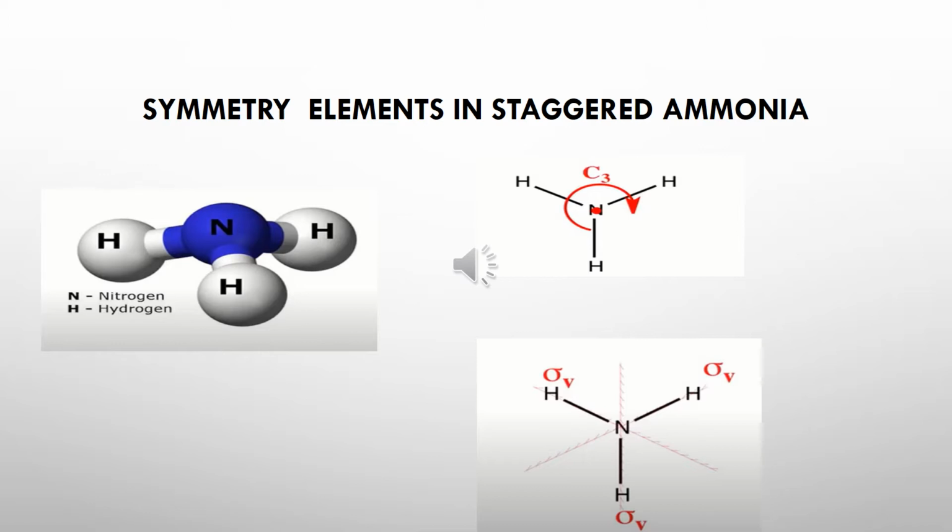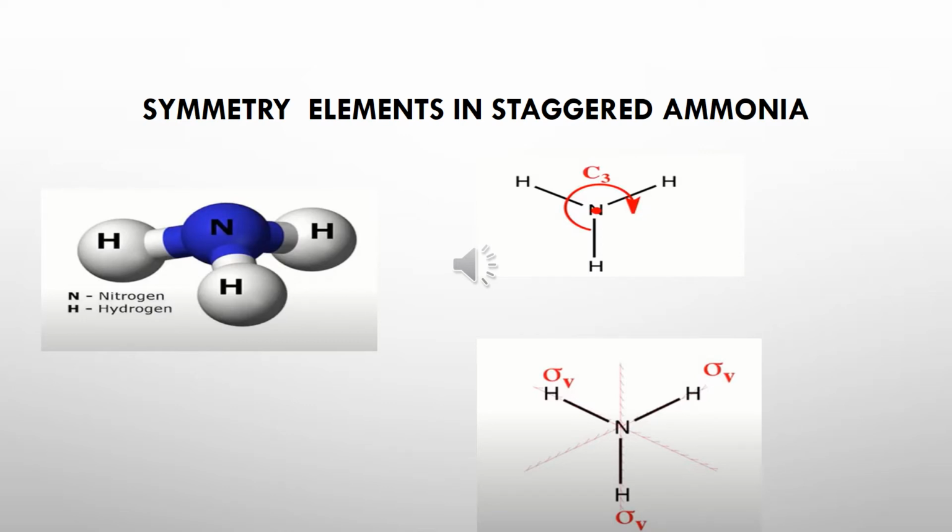Next is the plane of symmetry, and we know that there are three types of plane of symmetry. First one is sigma V, where V represents vertical, and sigma H, where H represents horizontal, and sigma D, where D represents dihedral. So in this molecule only sigma V is present. And next one is improper rotation, and there is no improper rotation in this molecule.